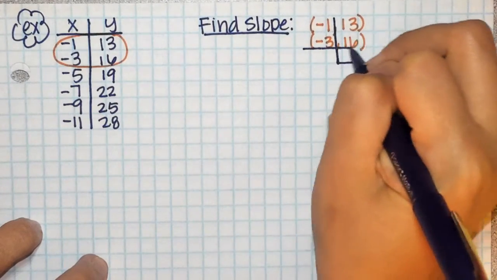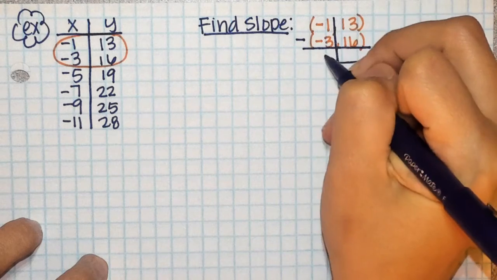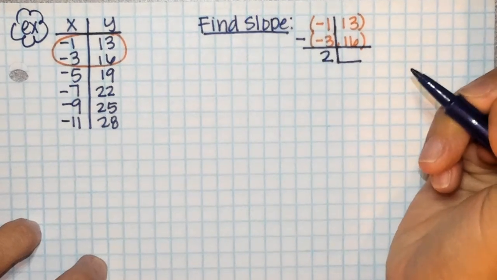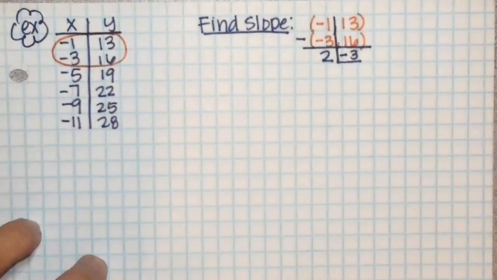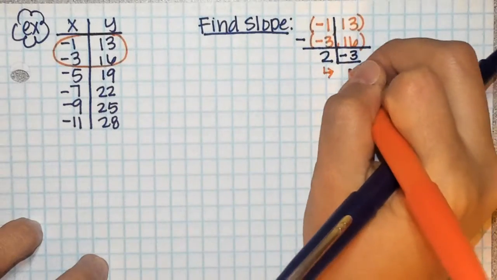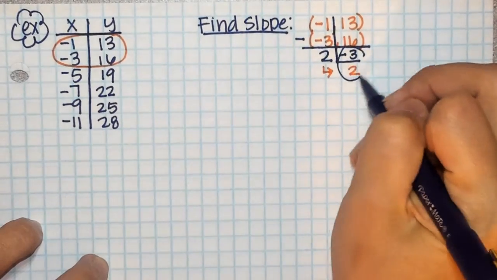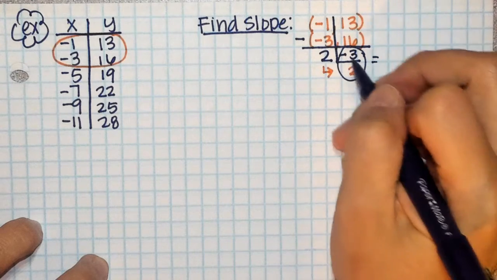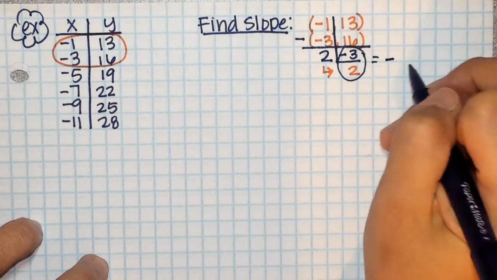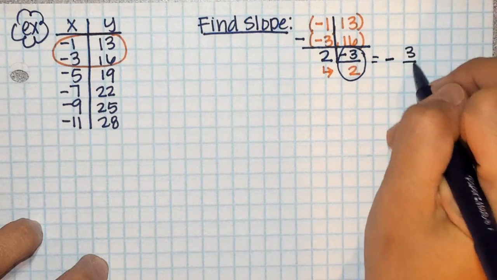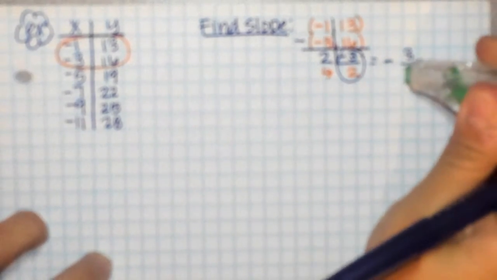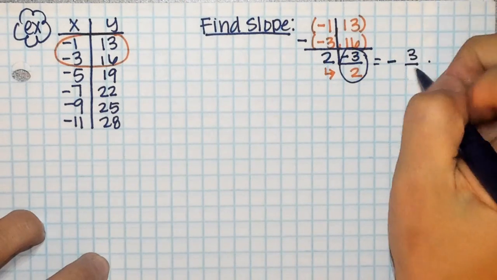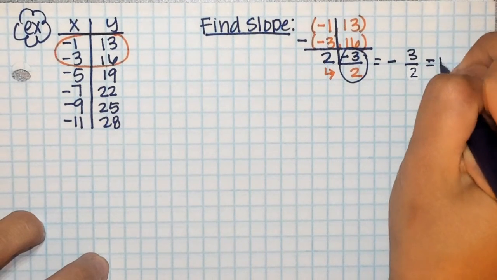Okay. -1 minus -3 is +2. 13 minus 16 is -3. Slide my 2 under. Here's my fraction. Simplify if I can. I can't, but it does have a negative, so the negative comes to the front. So -3/2 is my, not -3/3, -3/2. I said it right, I wrote it wrong. -3/2 is your slope.